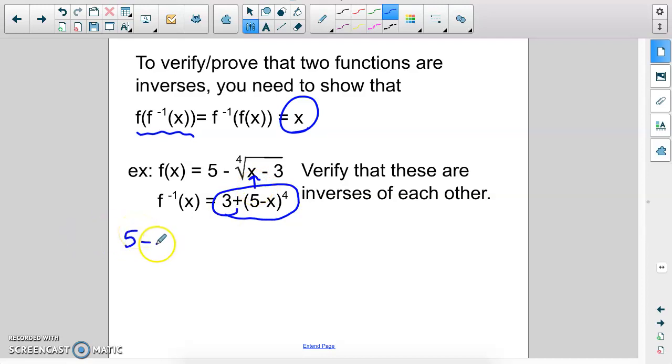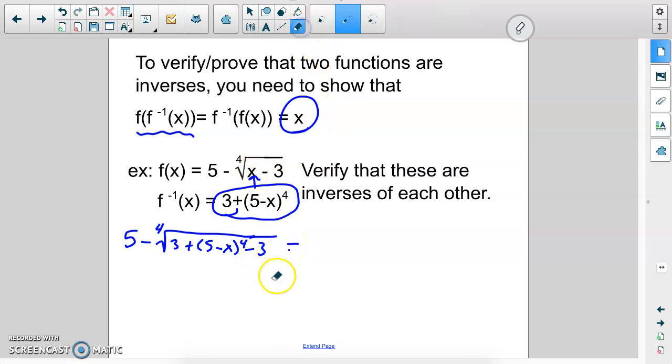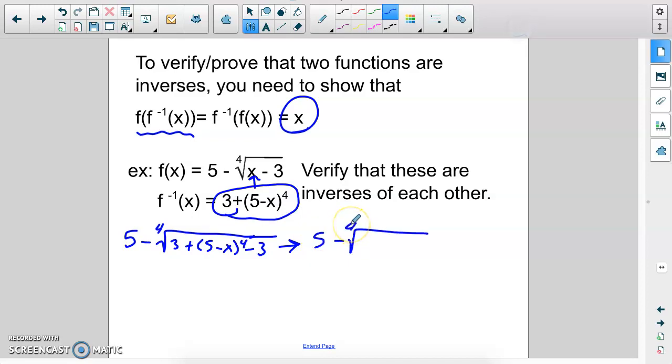So 5 minus the 4th root of 3 plus the quantity 5 minus x to the 4th minus 3. So that was an x, and then I had to do the minus 3 from this part. So I want to simplify that, and instead of using equal signs in calculus, we always want to use arrows unless we know for sure something's equal, because as you're showing your work, you may not actually have two equivalent expressions.